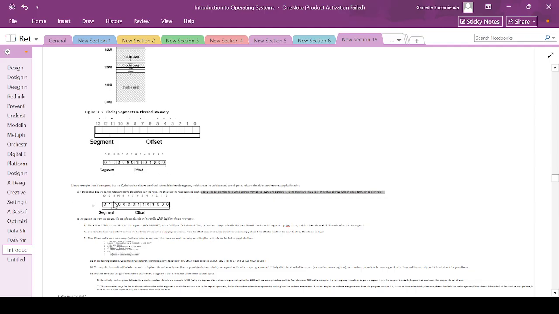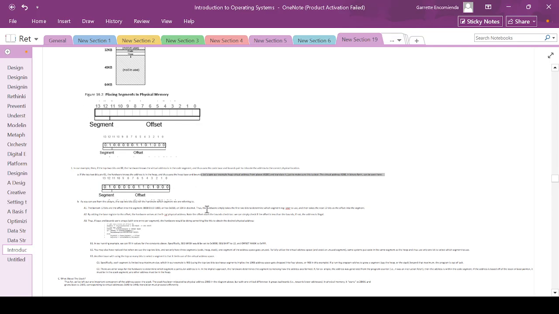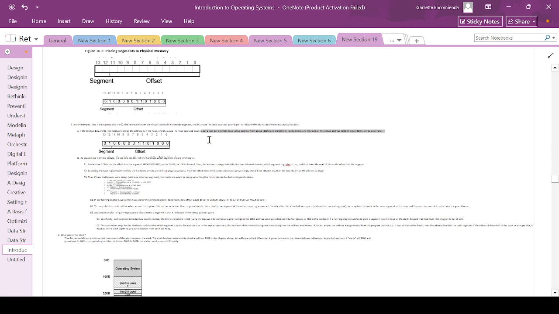So if the 2 bits are 01, the hardware knows the address is in the heap, and thus uses the heap base and bounds. Let's take our example heap virtual address of 4200 and translate it, just to make sure that this is clear. So the virtual address 4200 in binary form can be seen here. So this is how the heap will look.